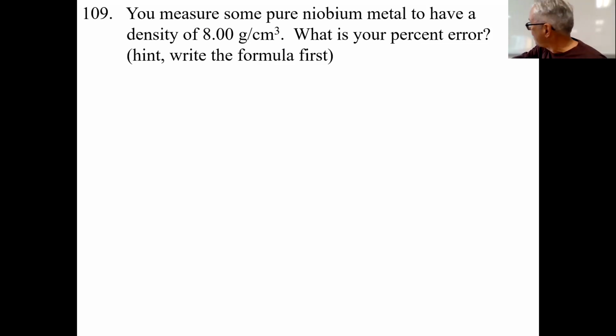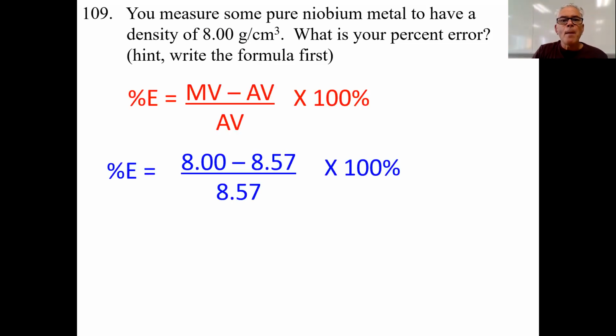Niobium is on the periodic table, and I think it's number 42 or 43, NB. I can't see it from here. It's too far away. I don't have the answer. But the actual value is going to be 8.57 grams per centimeter cube.